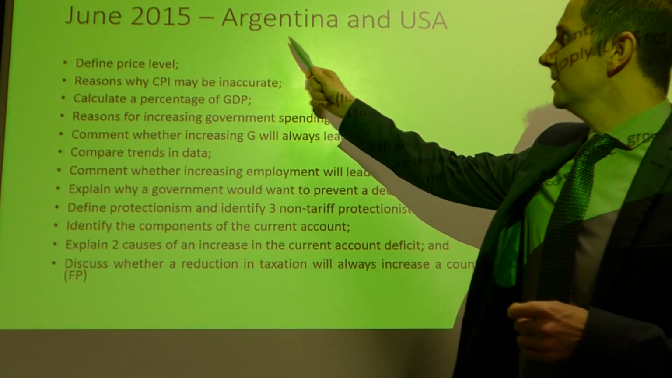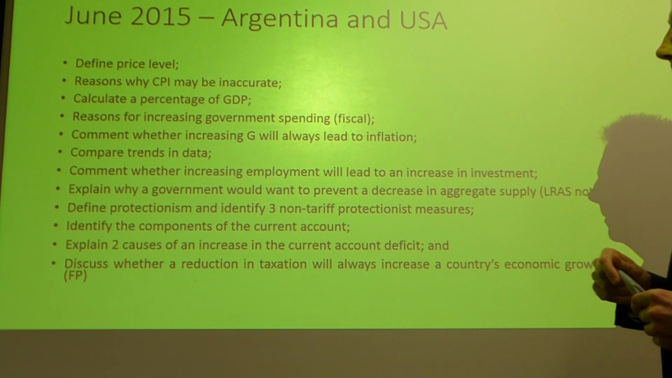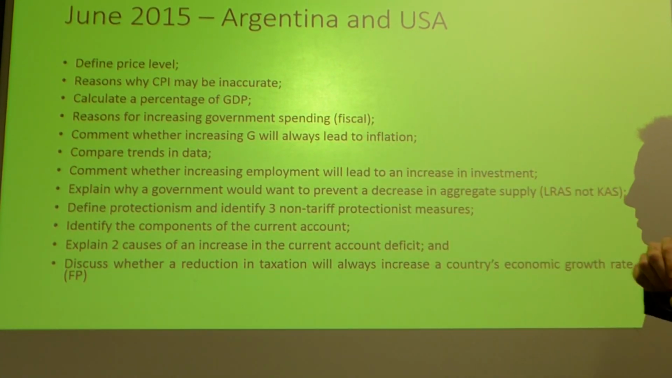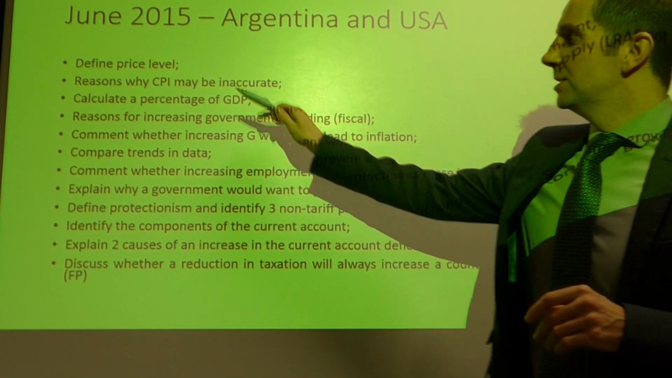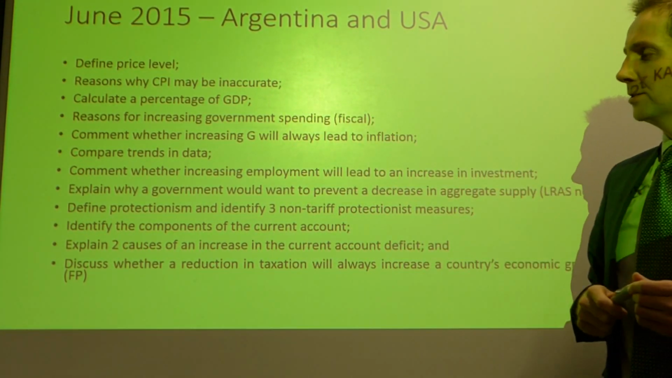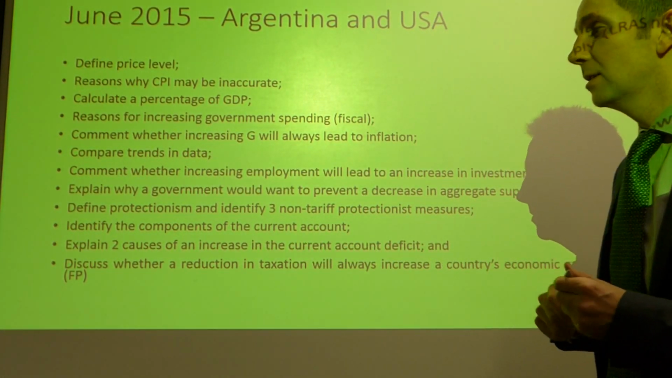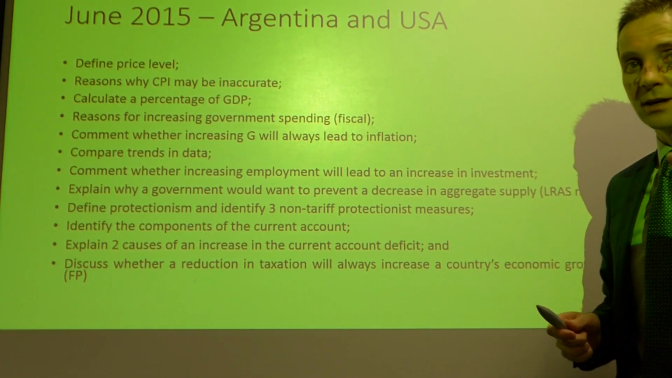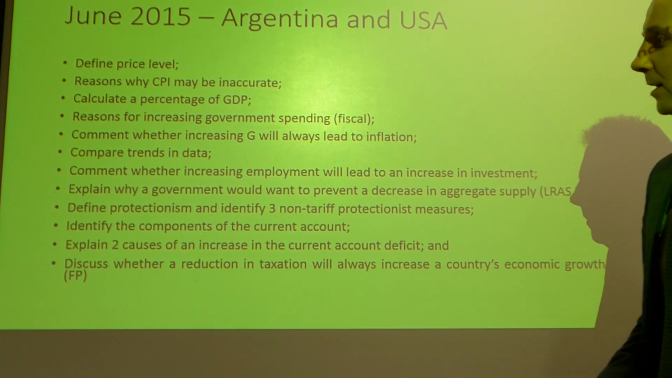So June 2015, the case study was all about Argentina and the US of A, the economies of Argentina and the US of A. And these are the areas of the specification which were assessed on the June 2015 paper. Define the price level, identify reasons why CPI may be inaccurate, calculate a percentage of GDP. So 2 things there, ladies and gentlemen. Number 1, remember to bring a calculator. But number 2, make sure that you can calculate a simple percentage. As A-level economists, you obviously ought to be able to do that.